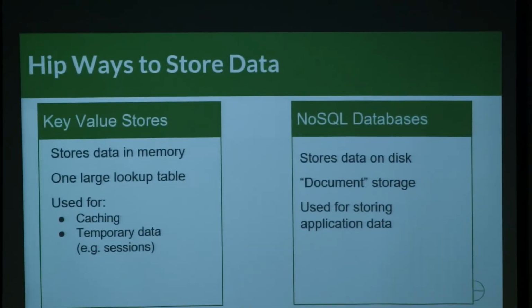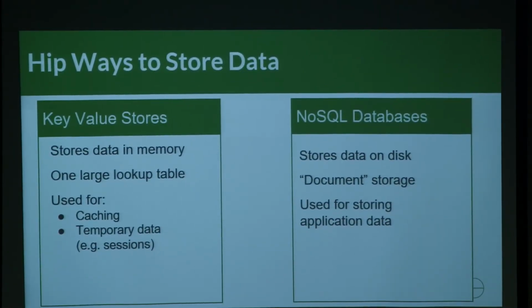The other way is NoSQL databases. These are more on the persistent side of things. These aren't meant to be temporary data like the key value stores. These store data on disk, and they do what's called document storage. It seems like the general idea was that we got so tired of specifying schema and dealing with all these pesky tables and columns that we just said, let's just throw JSON at the whole thing, and let's call it document storage, and we'll go about our day.